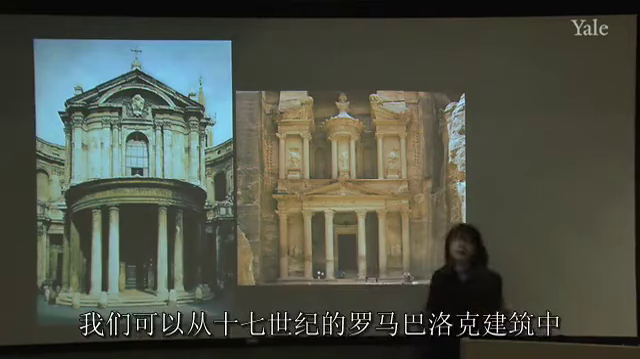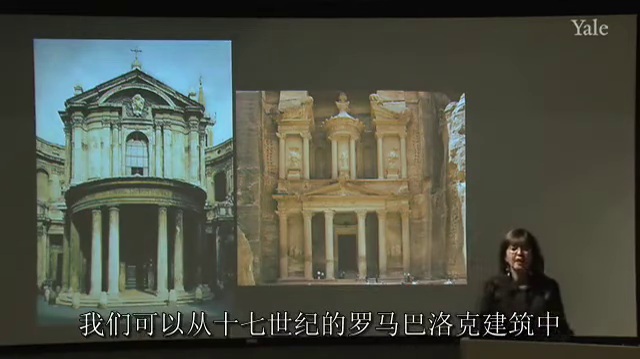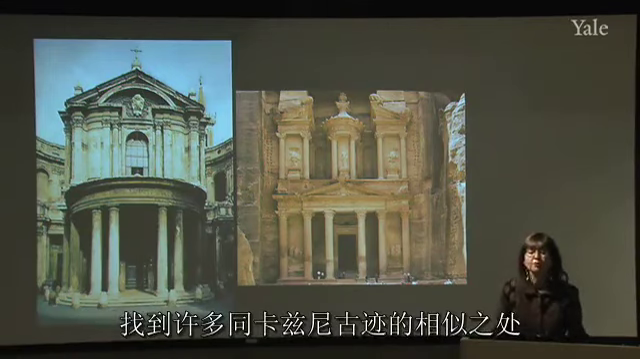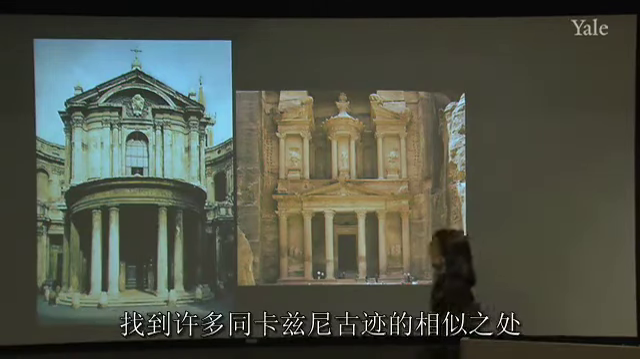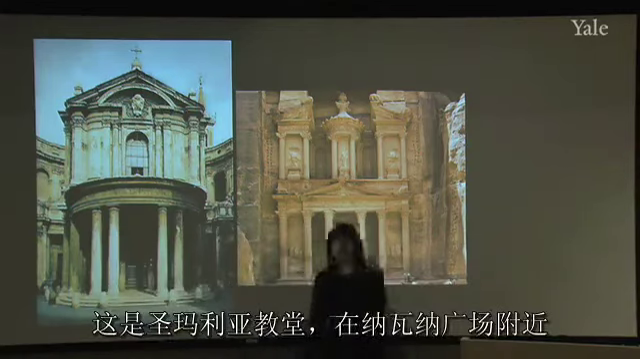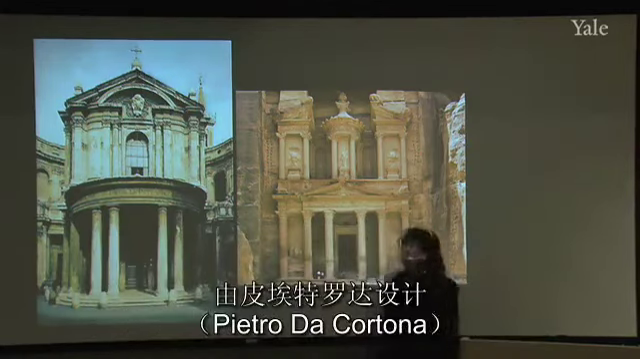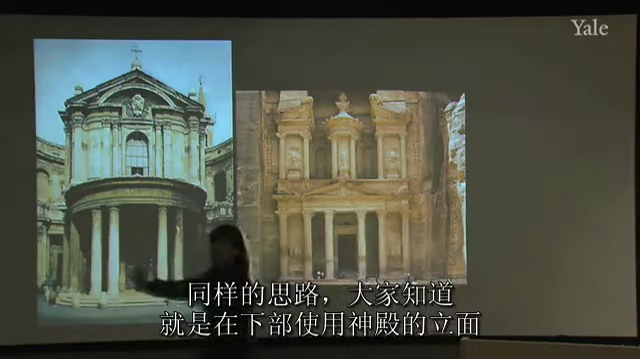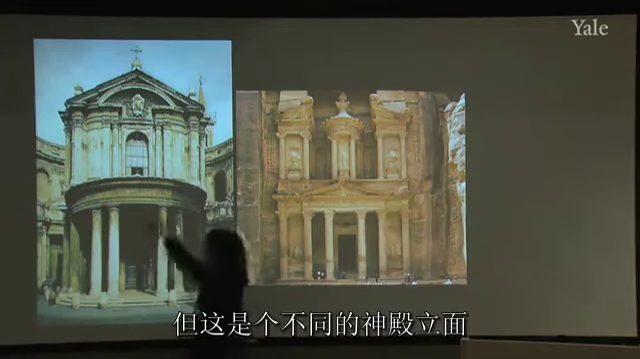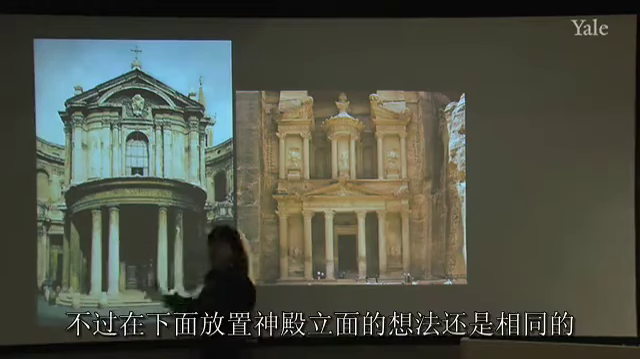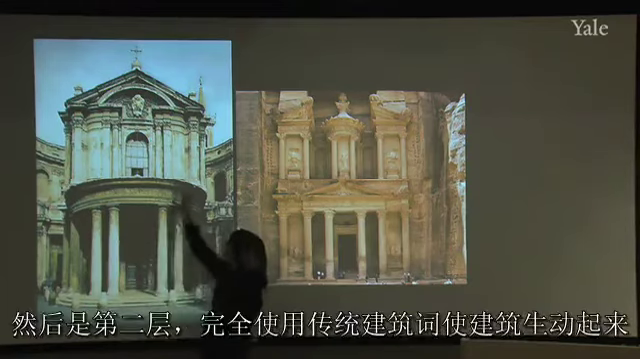Once again, one could come up with a lot of comparisons for the Khazneh with monuments, with 17th century Baroque buildings in Rome. This may not be the best, but it's one of my favorites, and I decided to show it in this context. But it's the Church of Santa Maria, right near the Piazza Navona, Santa Maria della Pace, designed by Pietro da Cortona. Same sort of idea, the temple front down below. Yes, this is a different kind of temple front because it's a round temple and not one with a pediment. But the same general idea of having a temple front below and then a second story above.